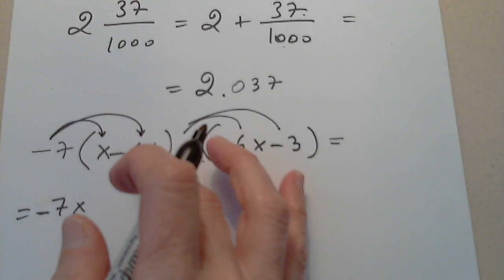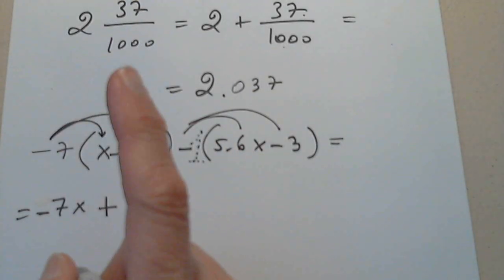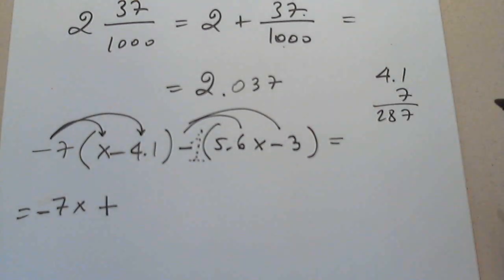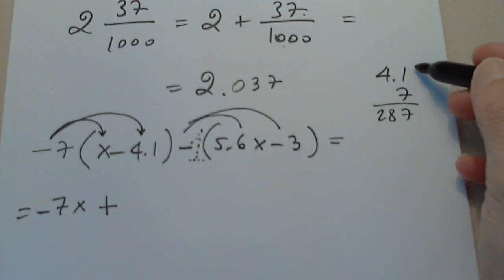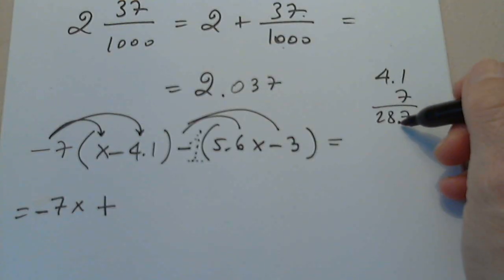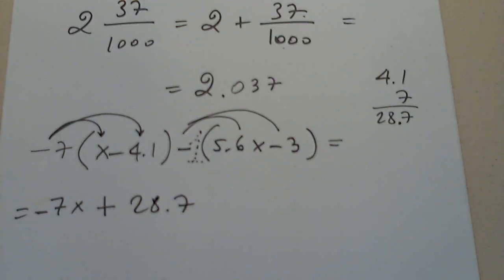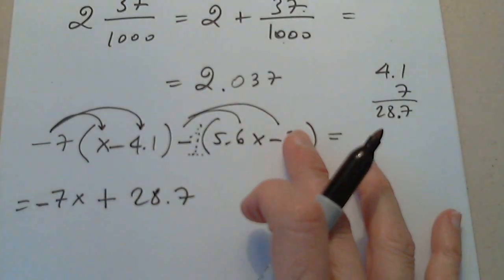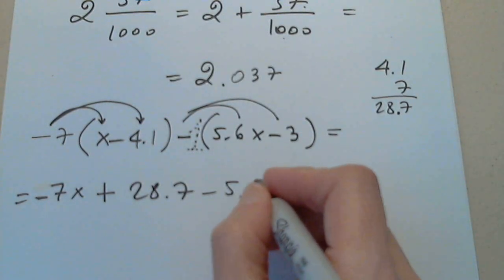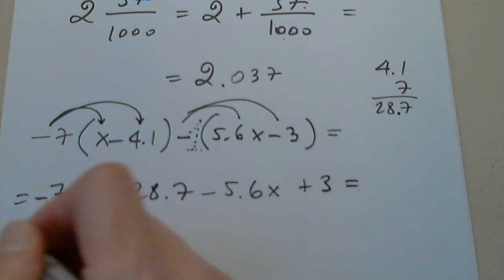Now, -7 times -4.1 is a positive number. Careful how we do this. So 4.1 times 7, 7 and 28. We see only one decimal digit. So from the end, we move it one spot. So this is positive 28.7. Now this part is easy because -1 times 5.6x is -5.6x, and -1 times -3 is positive 3.